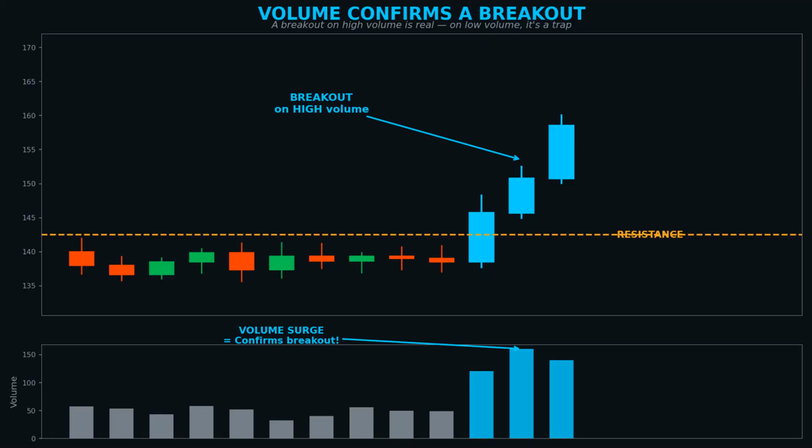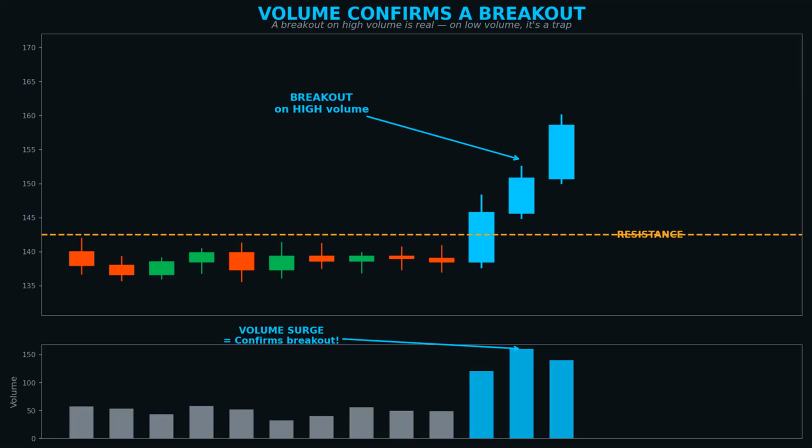What this tells you is that the breakout has no real participation. It is a head fake. And within the next few candles, price rolls right back down below resistance, trapping everyone who bought the break. This happens constantly. I cannot stress this enough. False breakouts on low volume are one of the most common traps in all of trading. And the beautiful thing is, you can avoid almost all of them just by checking one thing, the volume bar.